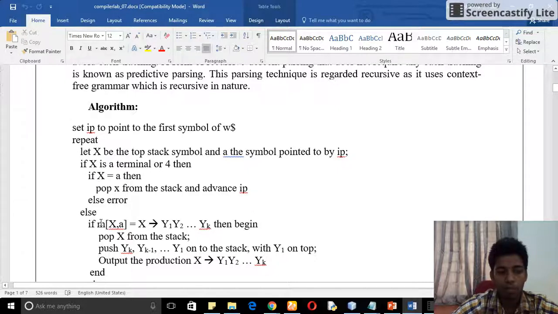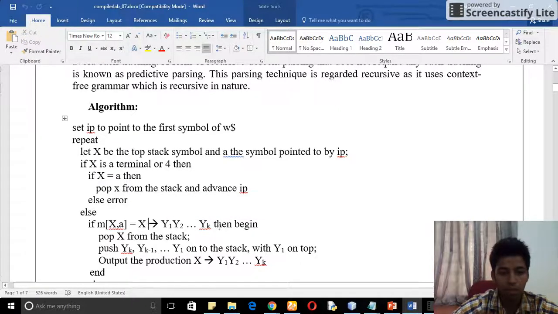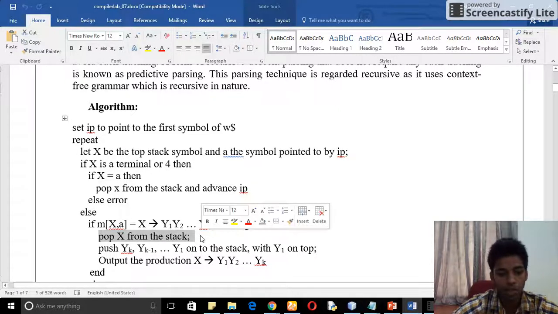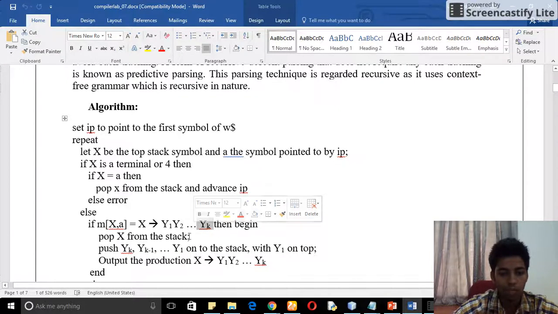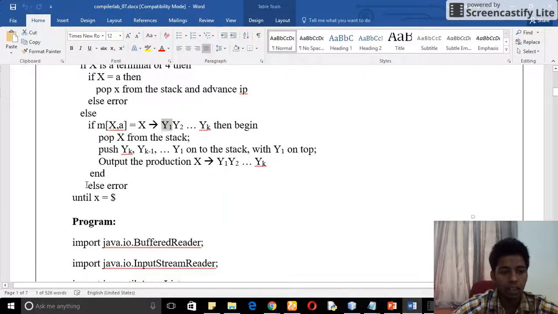Else, M is my two-dimensional array, and I look up M of x comma a, which stores the production x produces y1, y2, up to yk. Then I pop x from my stack and push yk down to y1, with y1 on the top, because the stack is last in, first out. The output of the production is x produces y1, y2 up to yk. Else I give an error, and this repeats until x equals dollar.